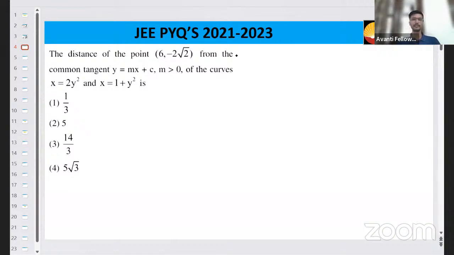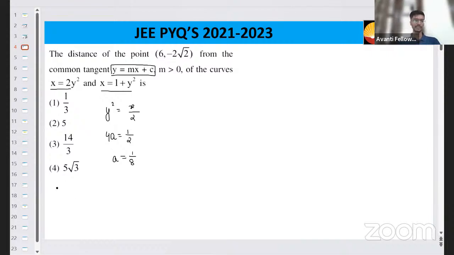The distance of a point from the common tangent y equals mx plus c of the curves x equals 2y square. So this is a parabola. This is also a parabola, right? So for the common tangent, do you know the formula, guys? Let's write this parabola in standard form. So the parabola will be y square equals x by 2. That means 4a is basically 1 by 2, so a is 1 by 8.